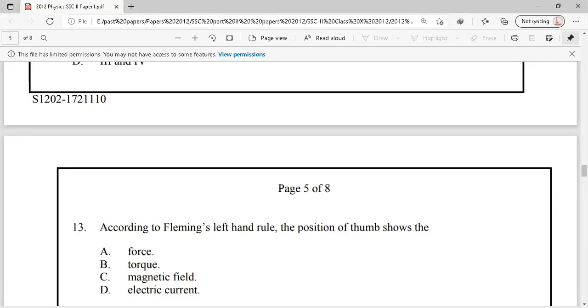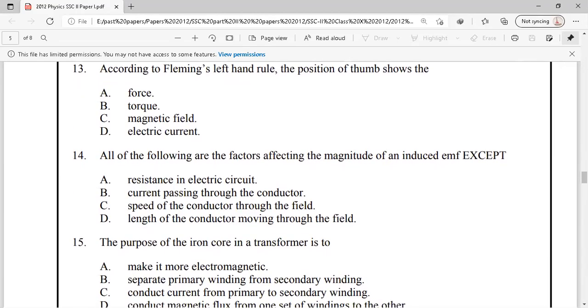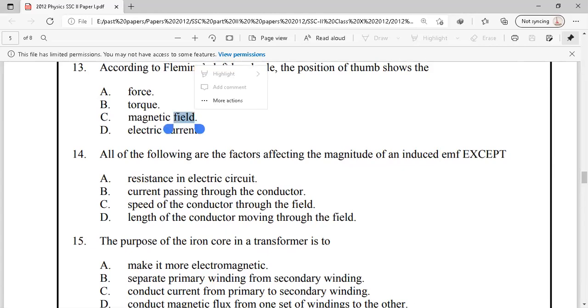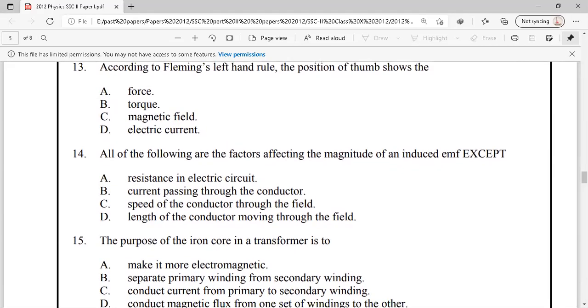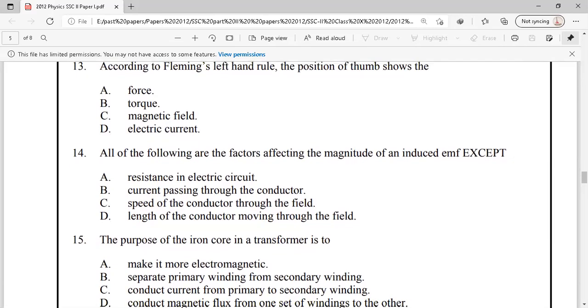Then we have question number 13. So, in question number 13, according to Fleming's left hand rule, what does the position of thumb show? So the position of thumb is the direction of force in Fleming's left hand rule. So, thumb, middle finger, and forefinger represent these three quantities: force, field, and current. FBI, these are the terms representing the direction of these three quantities in Fleming's left hand rule.